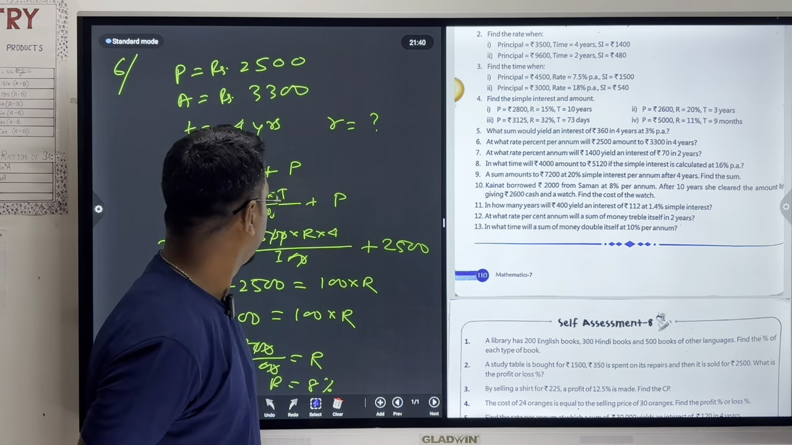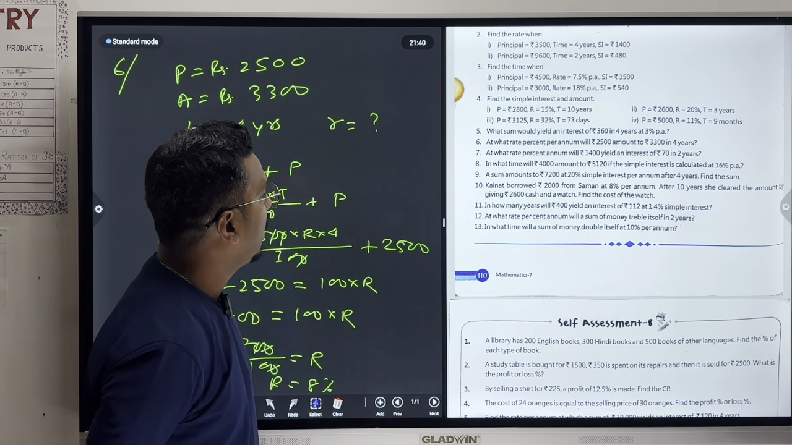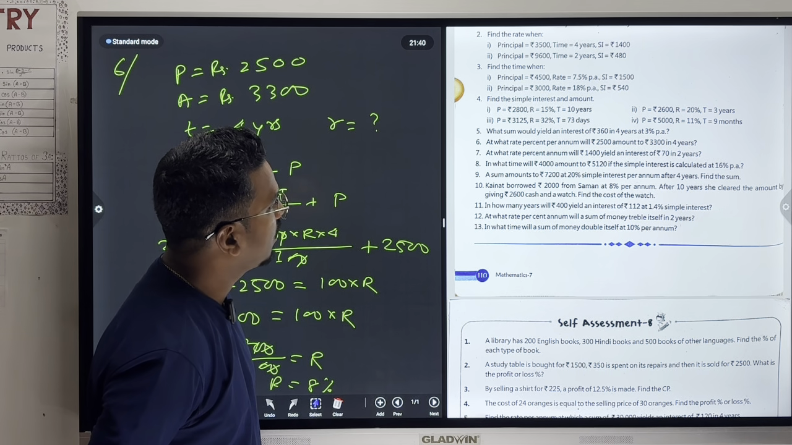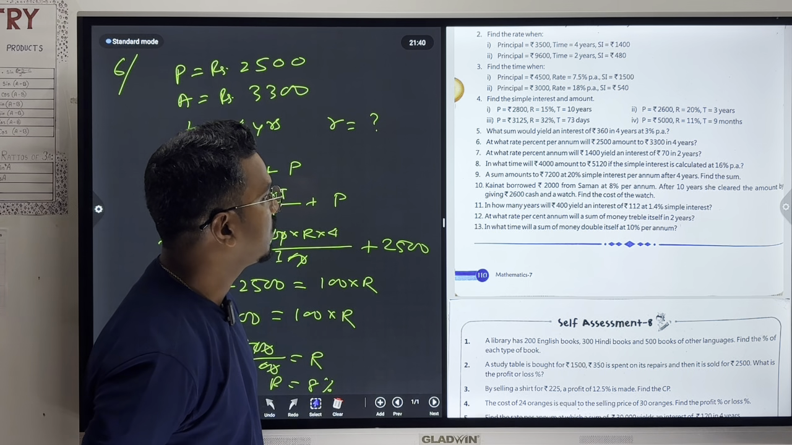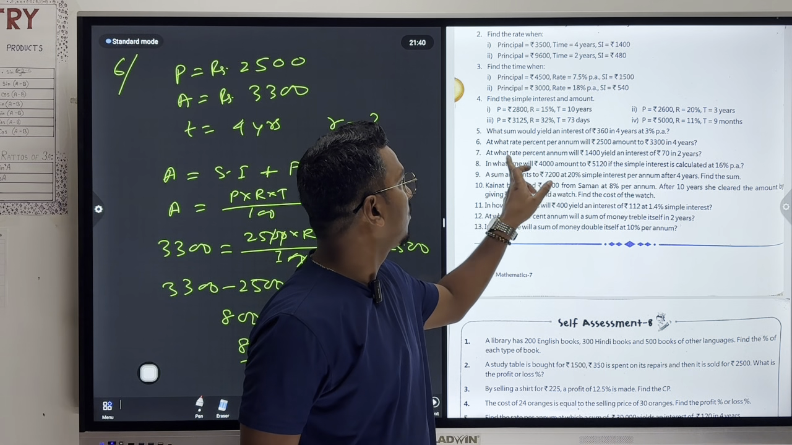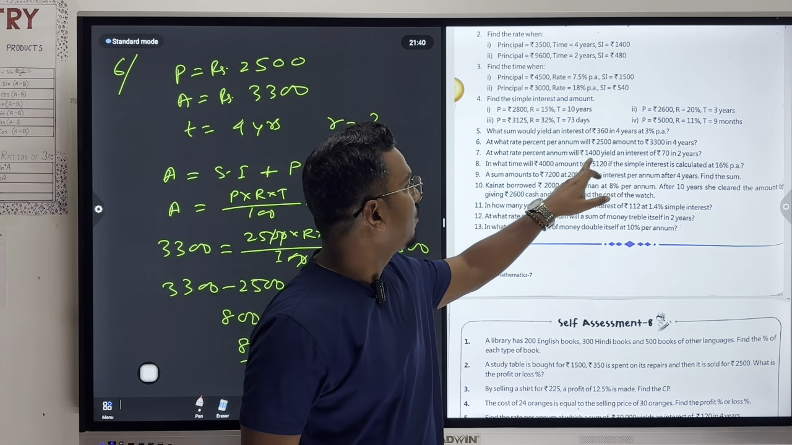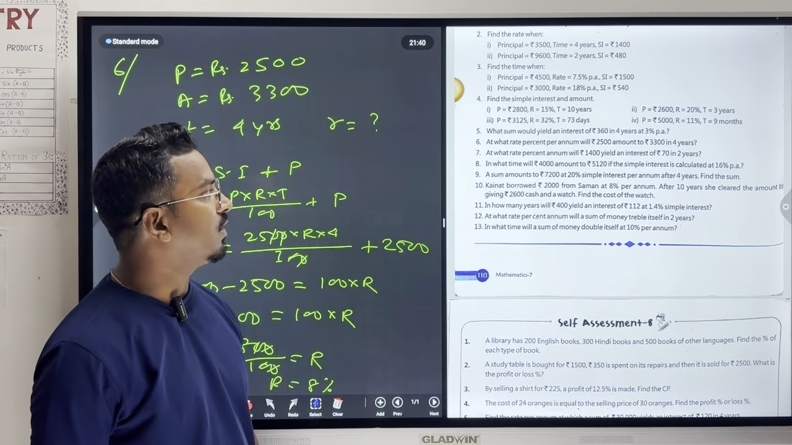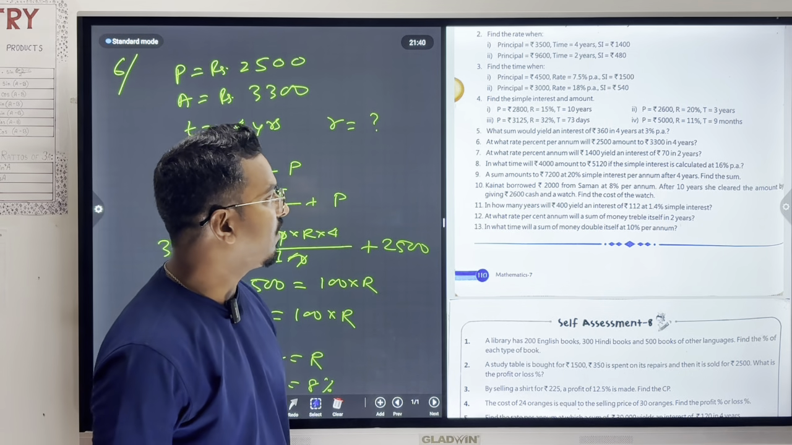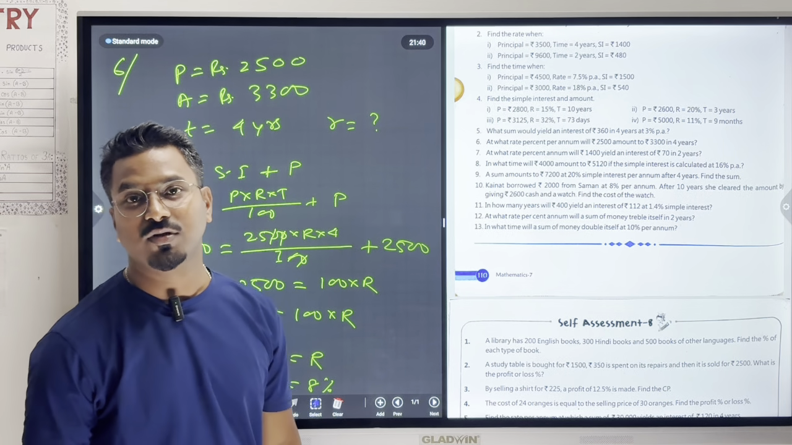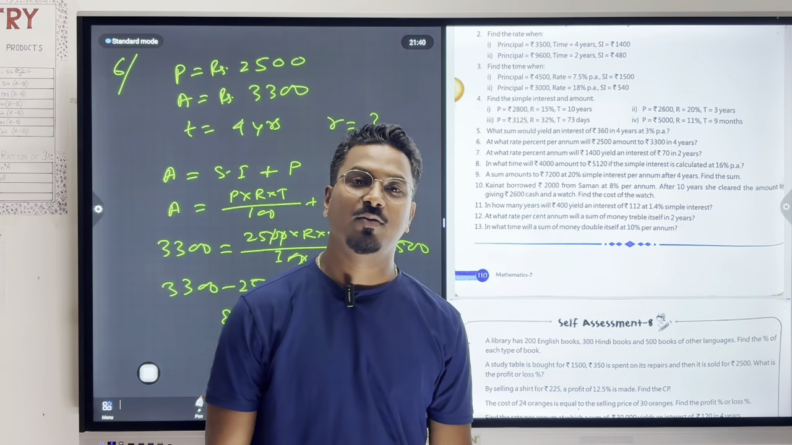Next question, this is question number 6. At what rate percent per annum will 1400 yield an interest of 70 rupees in 2 years? The principal is given 1400 and the interest is given 70 and time is given 2 years. So what will be the rate of interest? Try to apply the formula for rate of interest.